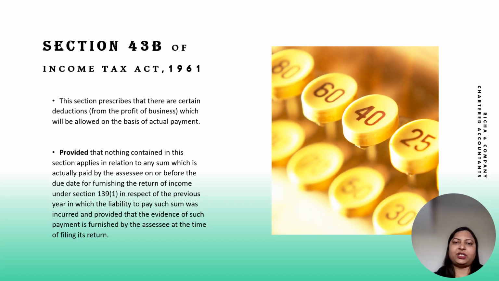Before we jump to section 43B subsection H, let us first understand what section 43B of the Income Tax Act 1961 says. According to this section, there are certain deductions or expenses that will be allowed from the profit of business on the basis of actual payment, which means it will be allowed in the year in which you have actually paid. Let us take an example.